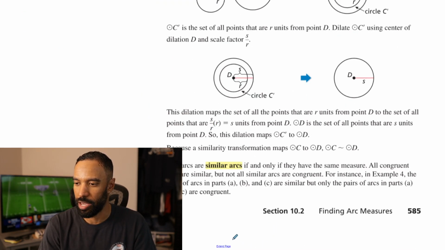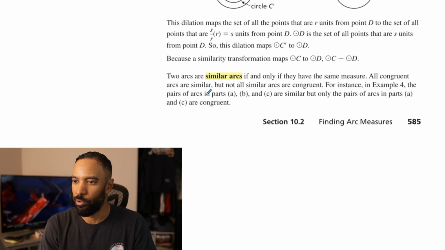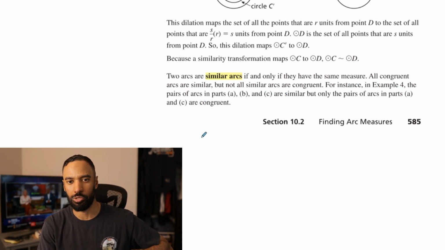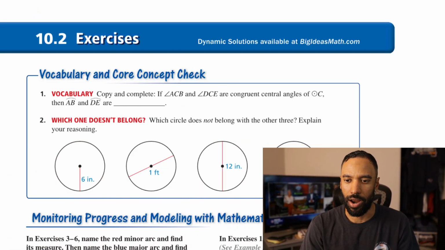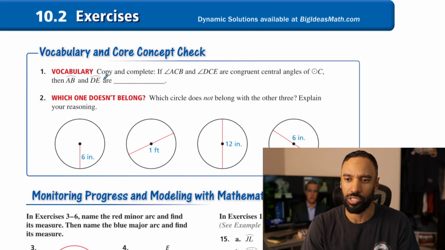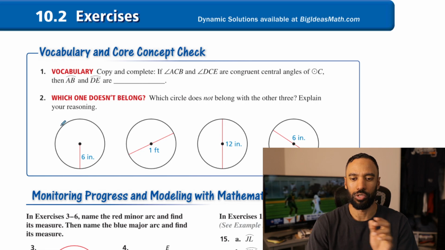Let's see what they were saying beyond that. For instance, example 4, maybe this is the example I was just talking about. The pairs of arcs in A, B, and C are similar, but only the pairs. Yeah, that was the one I just pointed out before. Perfect. Okay, is that it? Oh, perfect. Nice. All right, so I don't know what we're going to do with those problems. I guess they're going to ask us, and we'll see. All right, let's start the vocabulary and core concept check, then we'll do the problem set.